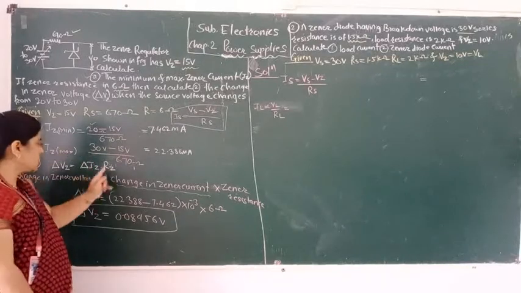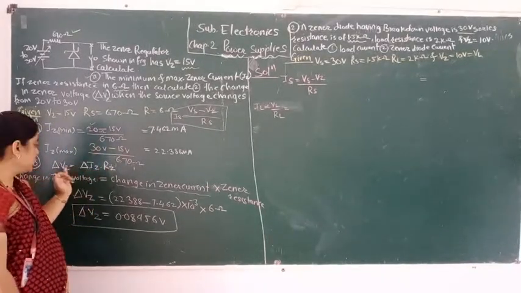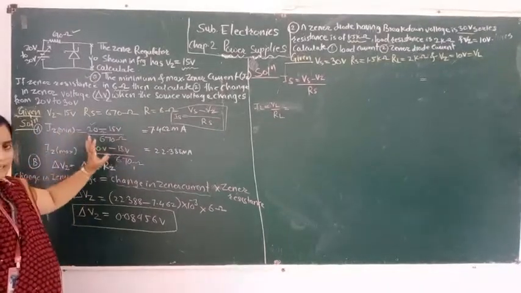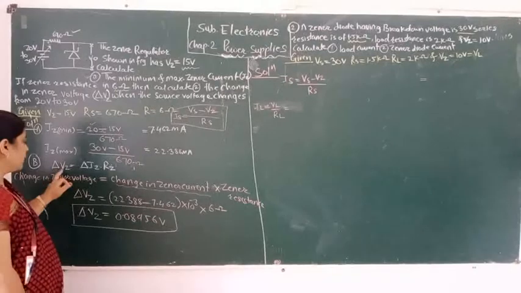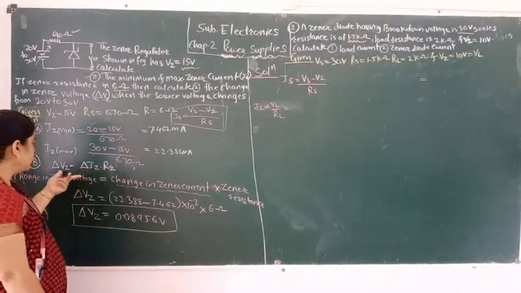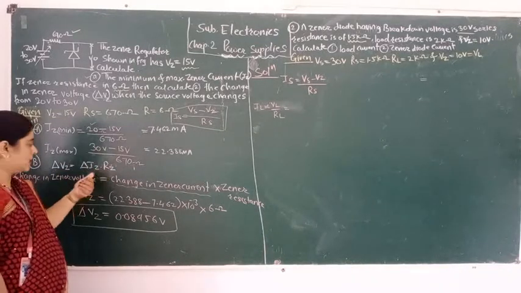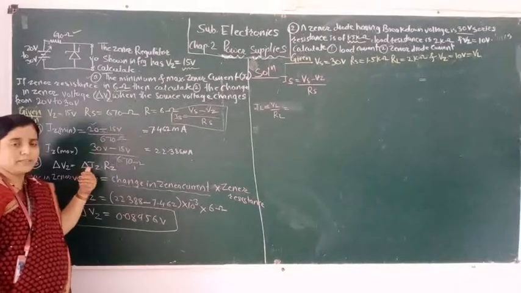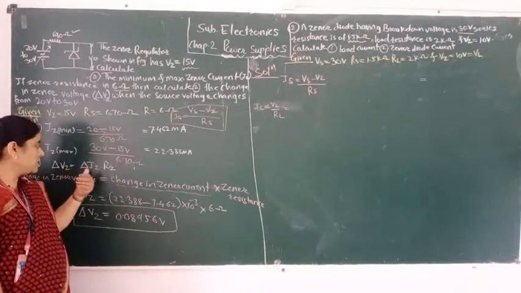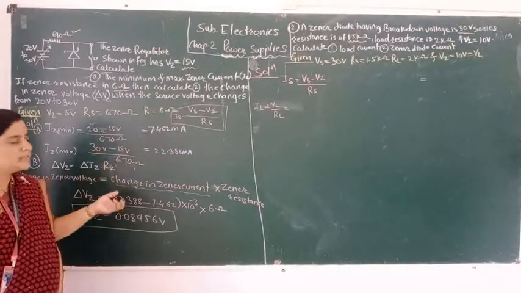But all this is about the Zener diode, therefore Z is given. So you know all these formulas. V equal to I into R, this is Ohm's law. Then delta Vz is equal to delta Iz into Rz. Delta is the change, so delta Iz is the change in current. Change in current means maximum current minus minimum current.